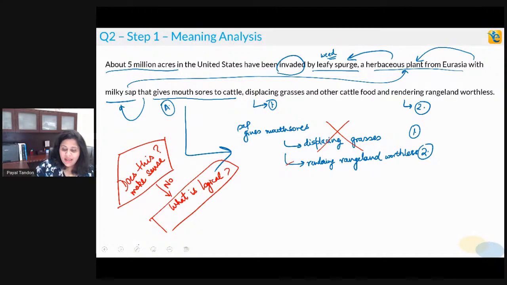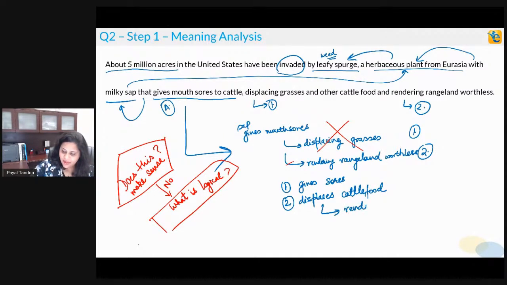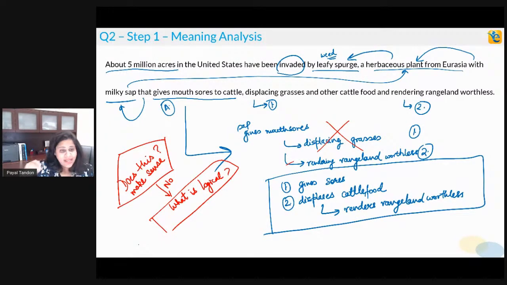Essentially, what the author intended to say was that it gives mouth sores, okay? It displaces the grasses. So it basically bothers the cattle by giving them mouth sores. It displaces cattle food. And this action of displacement renders the rangeland worthless. That is what the intended meaning was, and that is what the logical sense is. You need to figure that out before you move on to reviewing the answer choices.